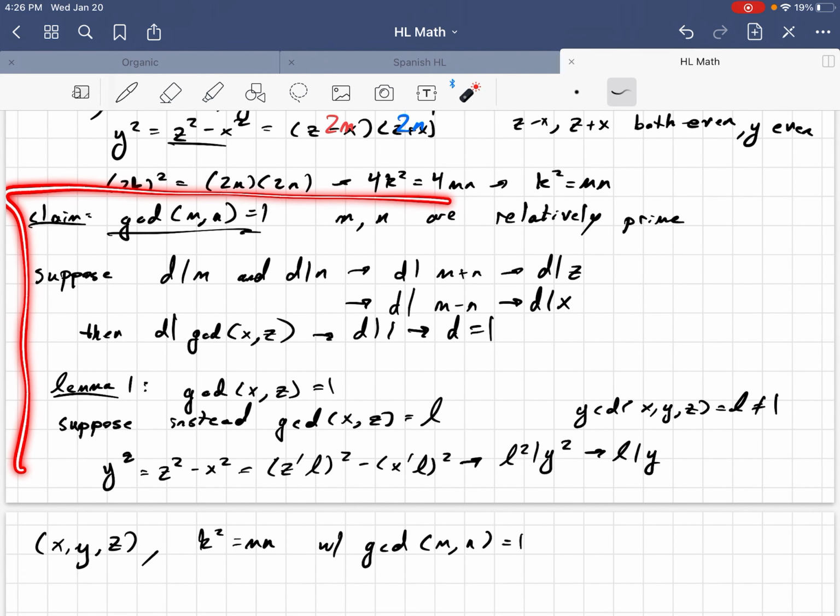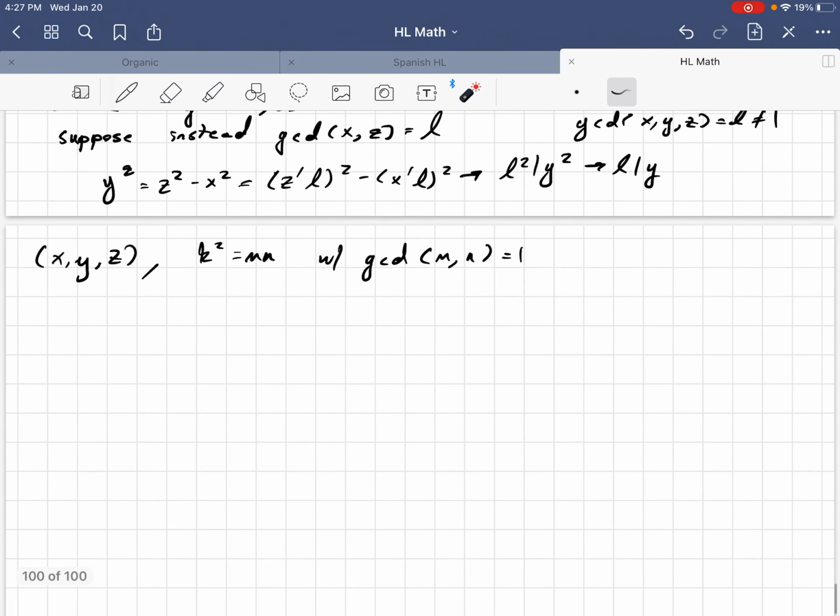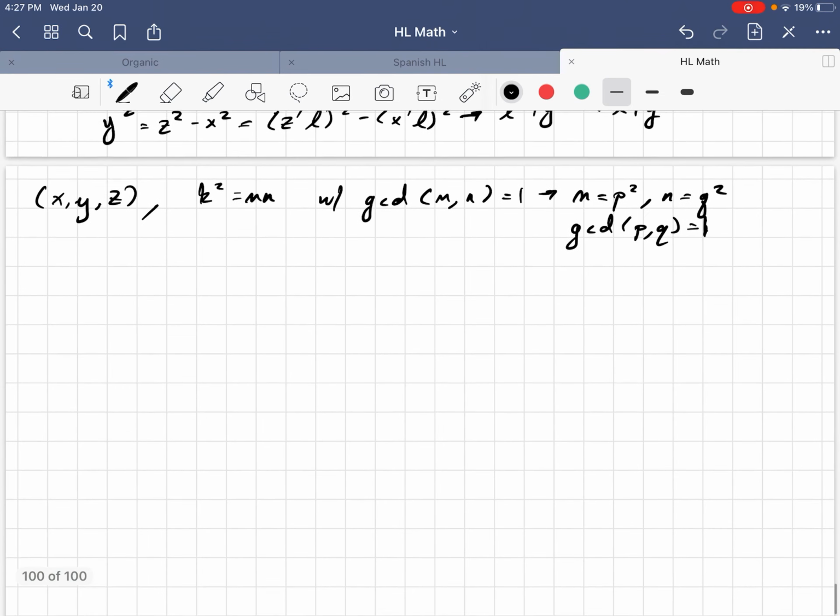in this part right here, then it also necessarily follows that we must have that m itself is another perfect square, say p squared, and n itself is also its own perfect square, say q squared. And the GCD of p and q is also 1. In other words, p and q themselves are also relatively prime. So what we get then is that k squared is equal to p squared q squared.